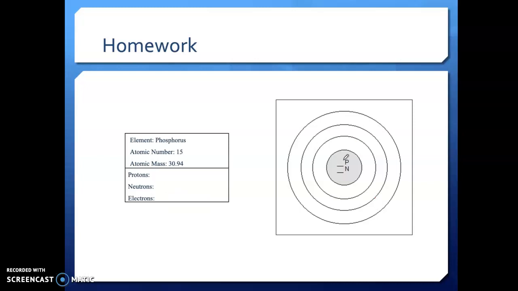So I want you to pause the video here and try phosphorus and try the last one, helium, as well, and then we'll go over them together.